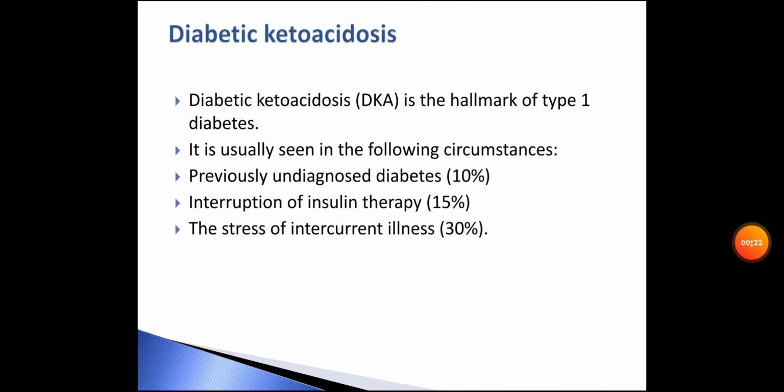So diabetic ketoacidosis, which is commonly known as DKA, is the hallmark of type 1 diabetes. It is usually seen in the following circumstances: previously undiagnosed diabetes, interruption of insulin therapy, and the stress of intercurrent illness.